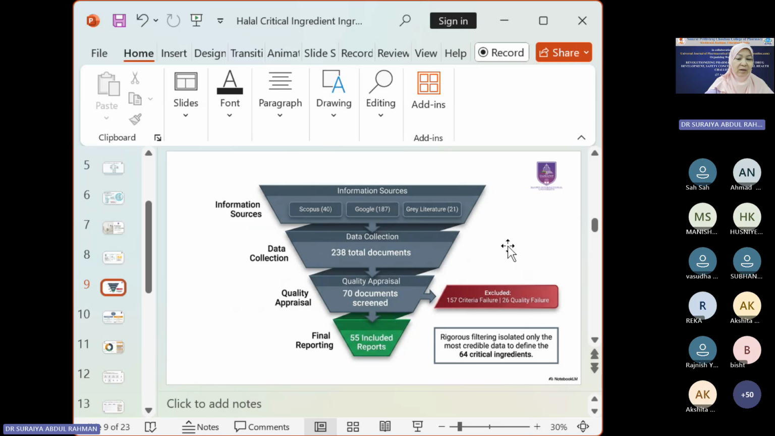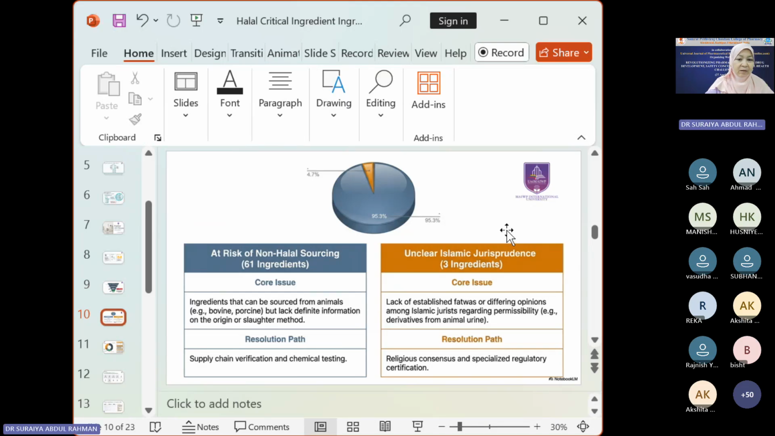As per the methodology, how the research was conducted, it is a qualitative document review. Information was sourced from Scopus, Google Scholar, and gray literature. Documents were sourced using certain search strings, and also by looking at the relevancy of the document to our research objective. As mentioned, from the data collection we managed to collect 238 total documents, but after quality appraisal and filtration, we only included 55 reports in the final analysis.